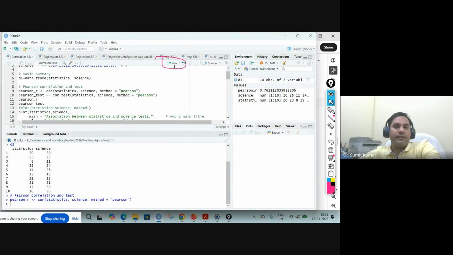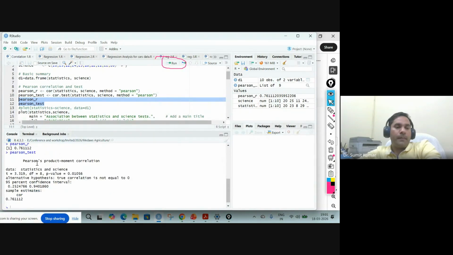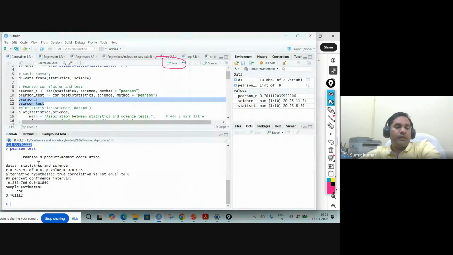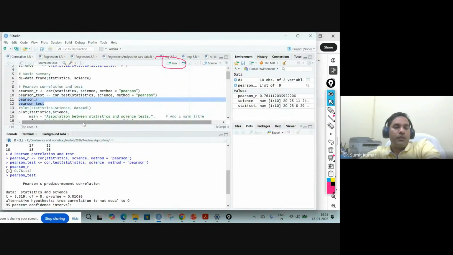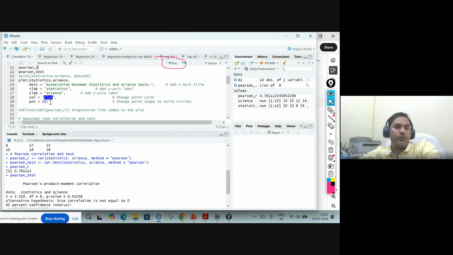Then Pearson test. All the values you will see here. This is the correlation coefficient that we have seen, the same value here. The Pearson test value will provide you the test statistic and p-value. If you are taking 1%, 5% or 10% level of significance, on that basis you can identify this one. Okay. If you want to plot a scatter plot, you want to plot this one.